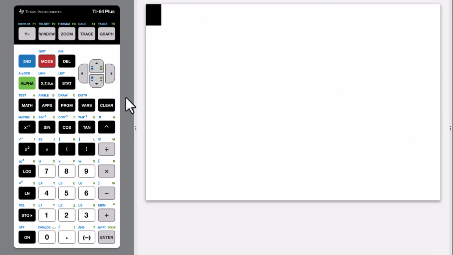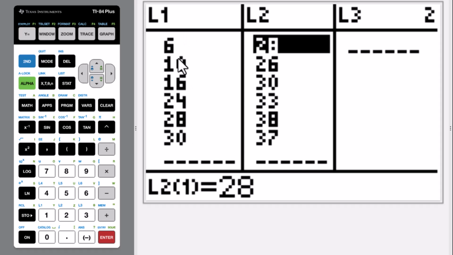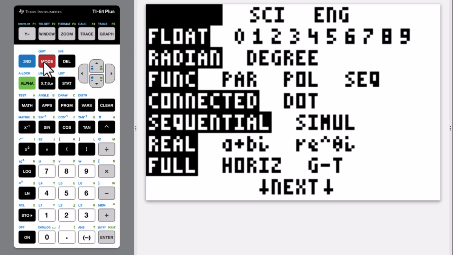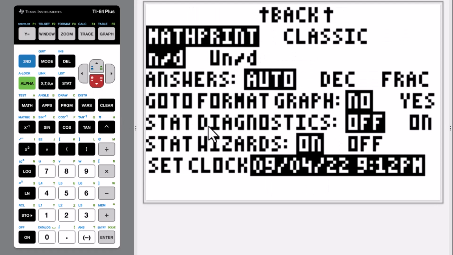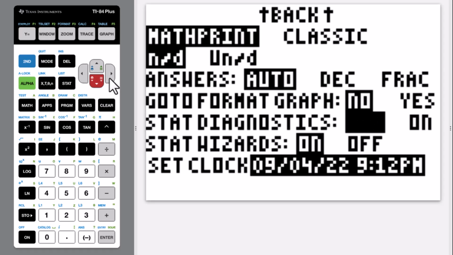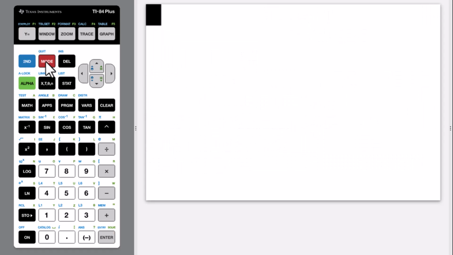We will use a graphing calculator to figure out Pearson's correlation coefficient. Go to Stat, Edit, put x wind speed into L1, the time into L2. You need to press Mode, make Stat Diagnostic on. Move the cursor to Stat Diagnostics. Default is off. You need to make it on. Then second mode, quit.